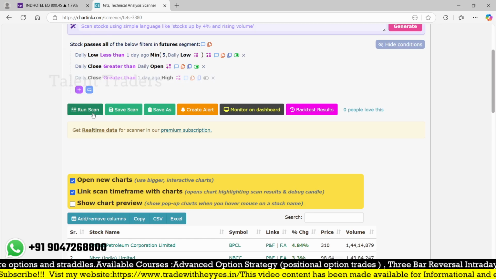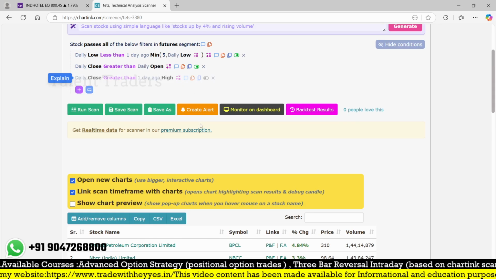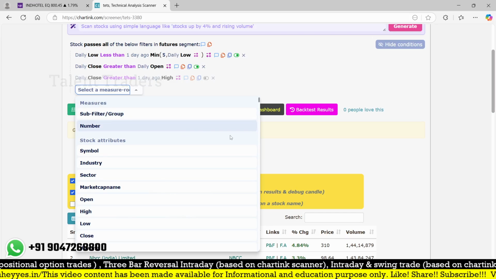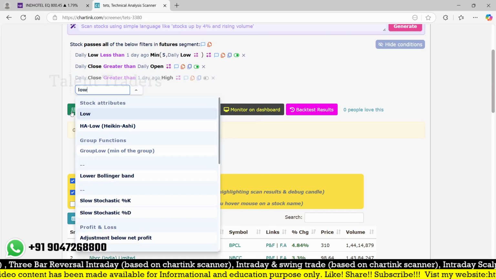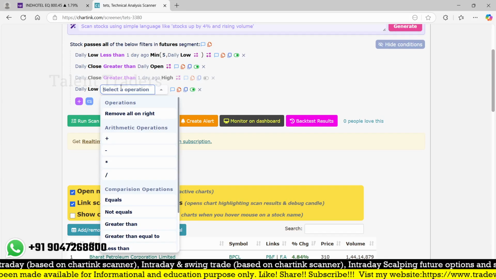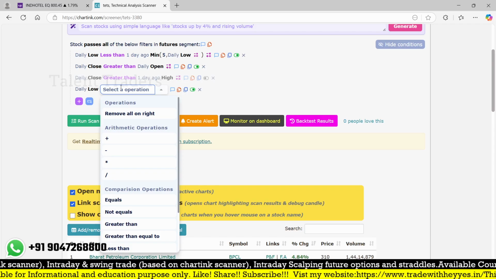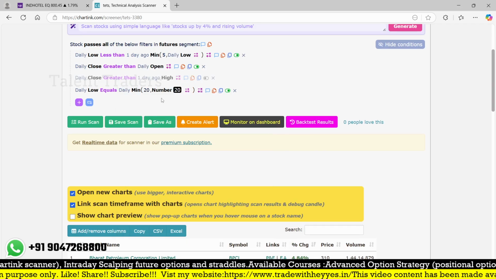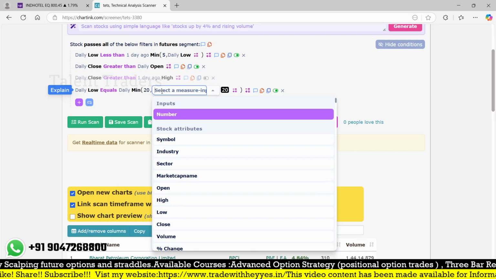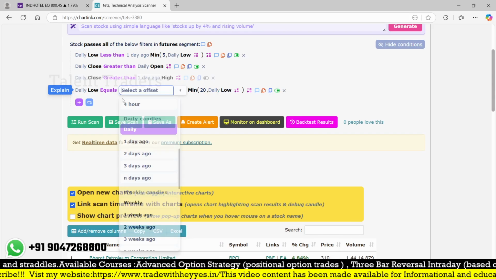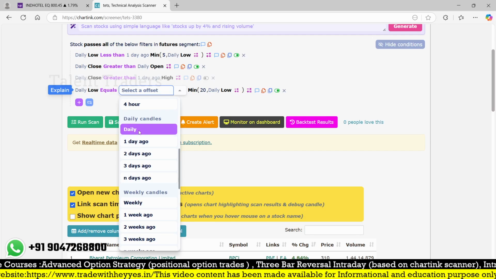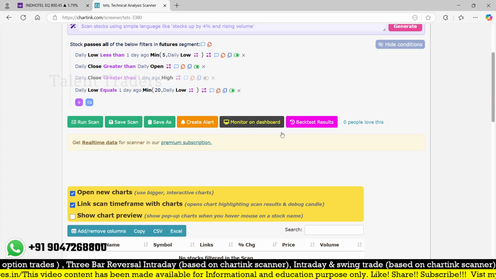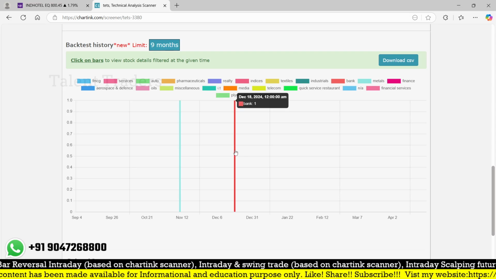And one more idea, when I'm seeing this particular scanner, we should use the low of 1 day ago as our swing logic, which we can use. Low of 1 day ago equals... will this work? So the low of this particular day, let us work, any stocks will be there, a very few number of stocks.